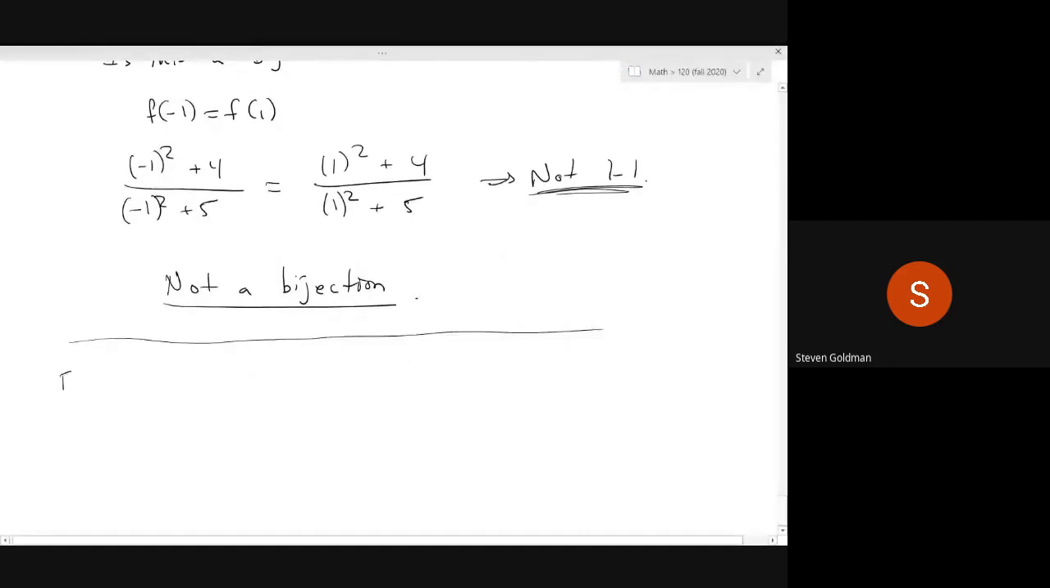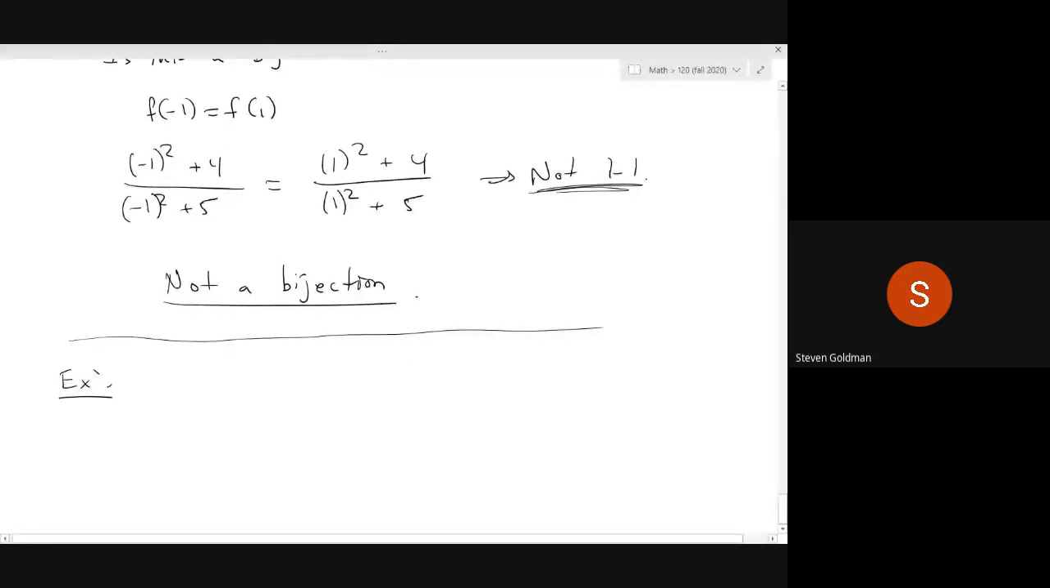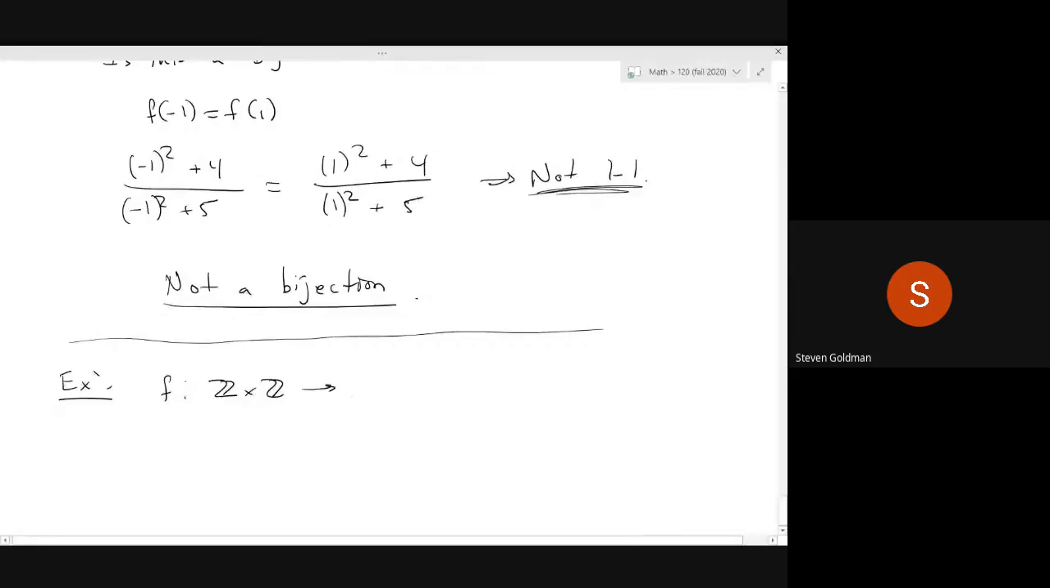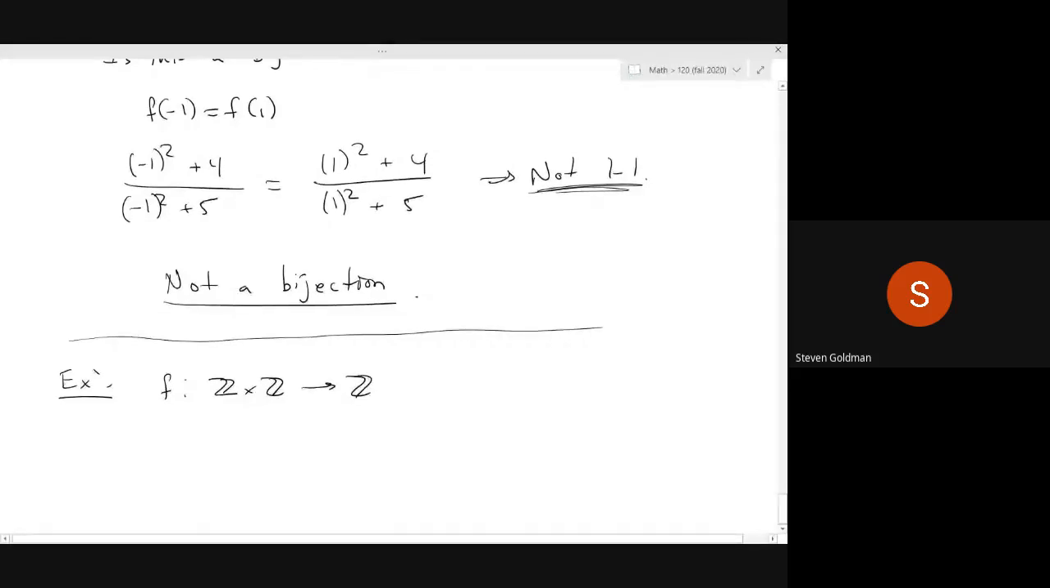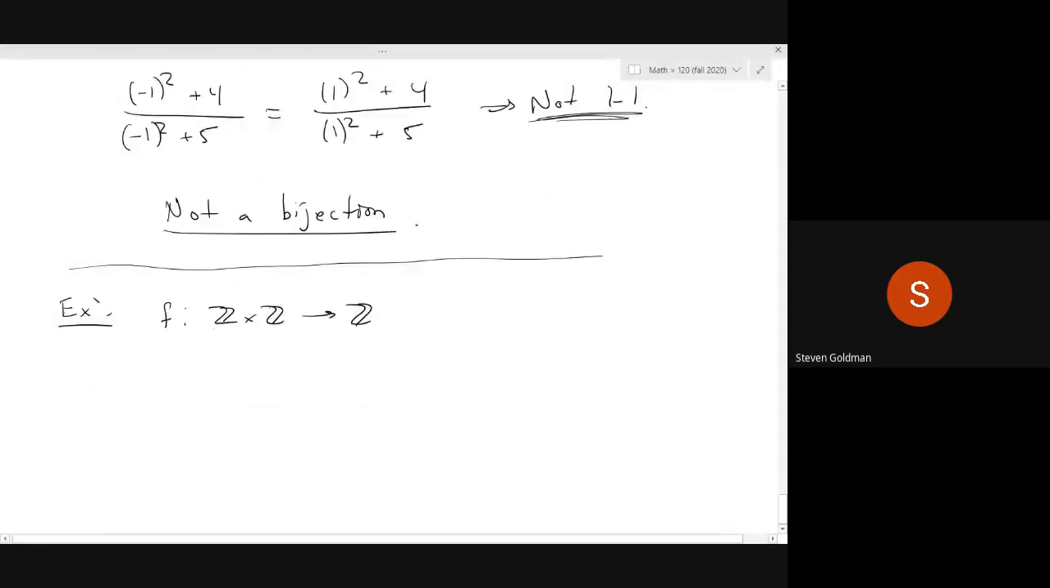Okay, let's see one more example of this. Let's say I give you a function f from Z times Z to Z. We had discussed this a little bit at the beginning of class. This means that I'm plugging into my function the Cartesian product of the set of integers with the set of integers. So I'm plugging in pairs of numbers, and I'm getting out a single integer.